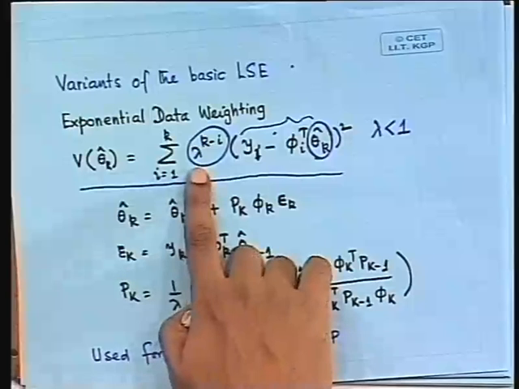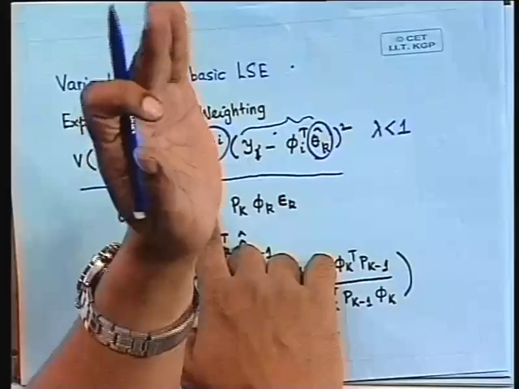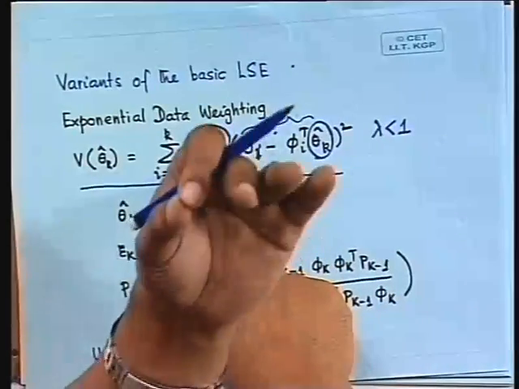So if lambda is less than 1, suppose lambda is 0.6, then when i is equal to k the weight is 1, when i is equal to k minus 1 it is 0.6, then it is 0.36, then it is 0.216. So after some 7-8 samples, there is hardly any weight on the errors beyond that in the past. Which means that you are doing this optimization only based on the last 7, 8, 10, 12 samples, whatever you choose. What value of lambda you choose depends on at what rate you expect your parameters to vary.